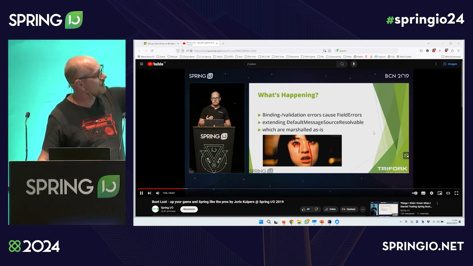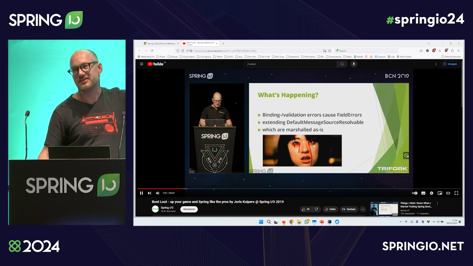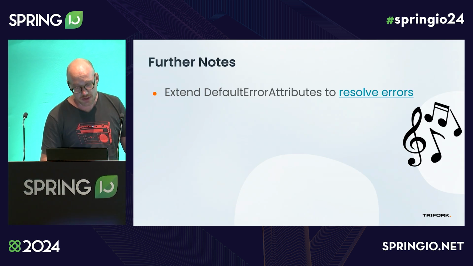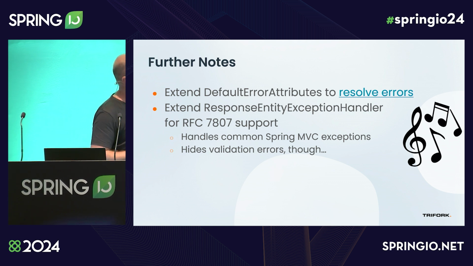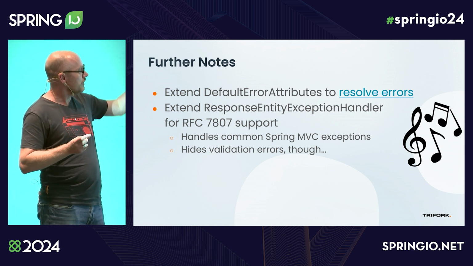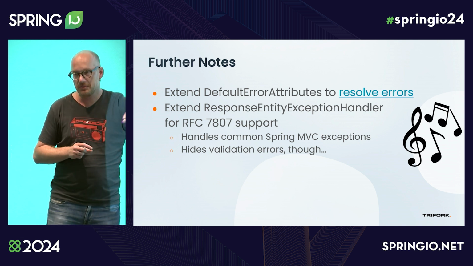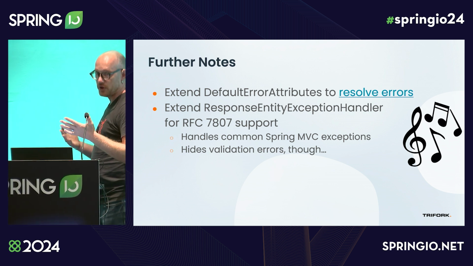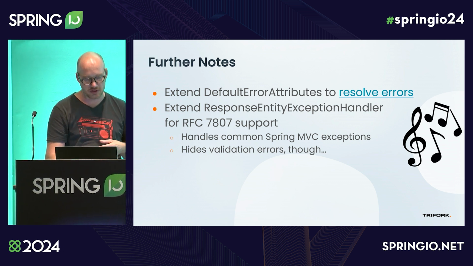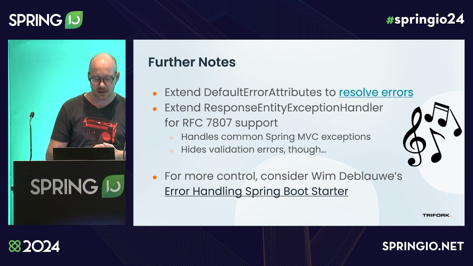Hopefully. And as you can see here, I said it actually makes my eyes bleed to see the default validation errors. That's why that picture is there. So that's one thing. Also, if you are implementing an exception handler advice, you can also extend the ResponseEntityExceptionHandler, and then all of the default Spring exceptions will be handled for you with an implementation that returns a problem detail. But again, it hides the validation errors.